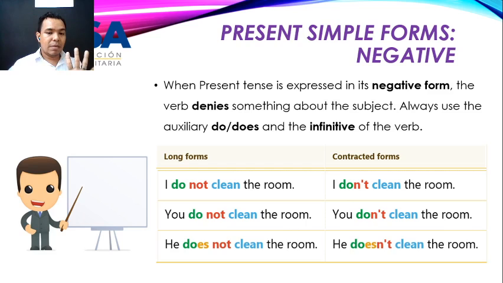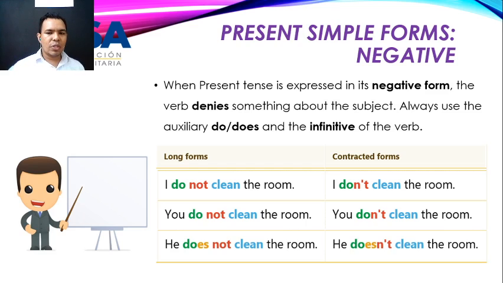Five elements. So I do not clean the room. You do not clean the room. He does not clean the room. Remember the pronunciation. Do, does. Do not, does not. Now, that's the long form. We can use that long form when we write a formal document. But in normal life, in our everyday life, we tend to use contracted forms.